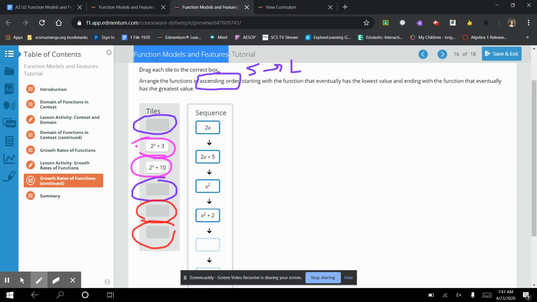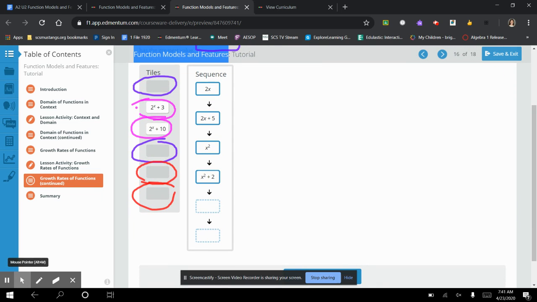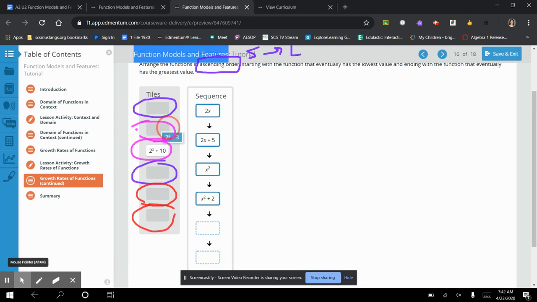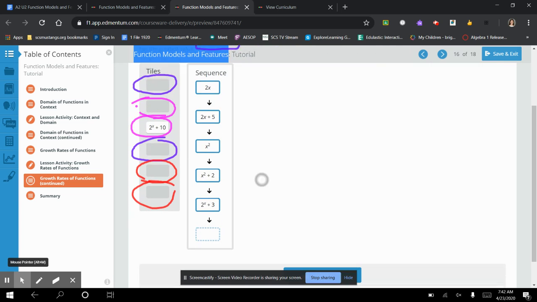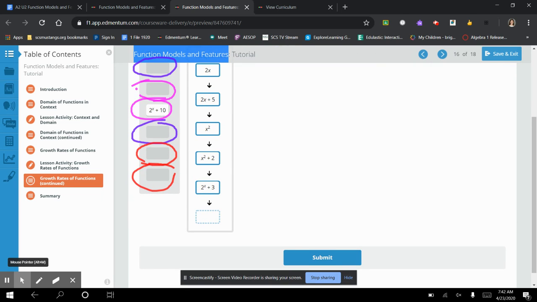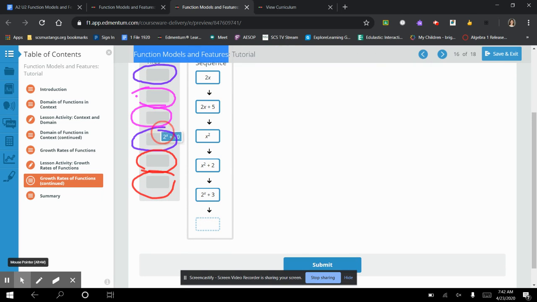So both of those are exponential. We have to just make a decision of which one's bigger. So the 2 to the x's both have the same value, but adding 3 adds a smaller value than adding 10. So plus 3 is smaller than plus 10. So that's how those types of problems work.